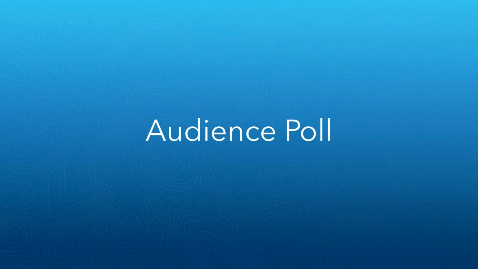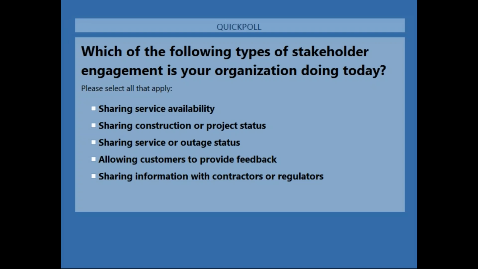So here is the first poll question. Which of the following types of stakeholder engagement is your organization doing today? And you'll see 5 possibilities. Select all those that apply. The 5 are sharing service availability, sharing construction or project status, sharing service or outage status, allowing customers to provide feedback, and sharing information with contractors or regulators. So if you haven't already selected those which are appropriate for you, please go ahead and do that now.